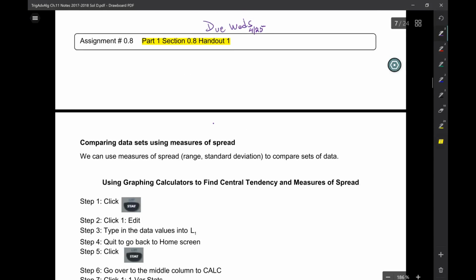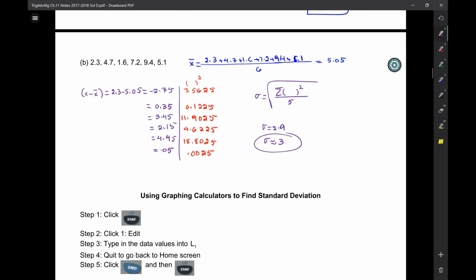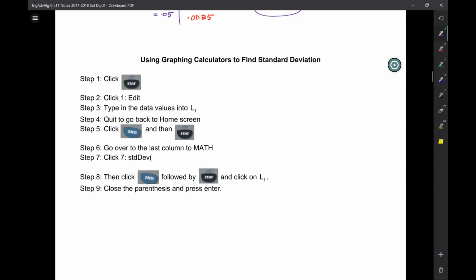All right, so last time we talked about the very basic measures of central tendency and spread. So we talked about basically mean, median, mode, range, and standard deviation. Okay?